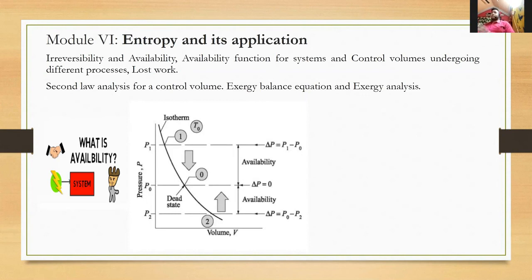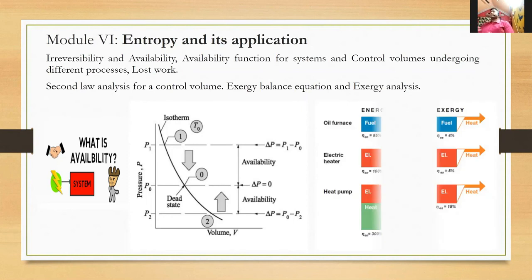So basically irreversibility and availability talk about the capacity of work for a system, and how much real efficiency there is for a system will be discussed in that. On this note, second law analysis will come up, which will ultimately give you the real efficiency of a system.